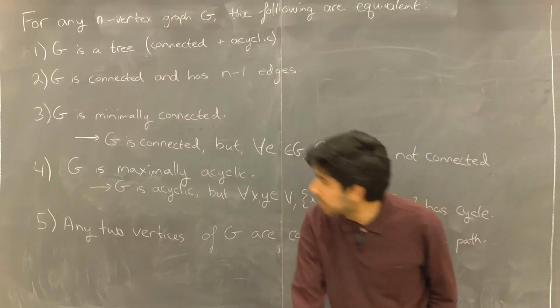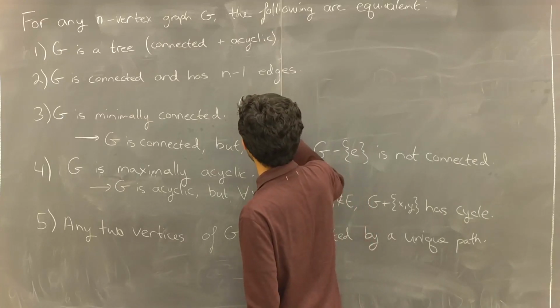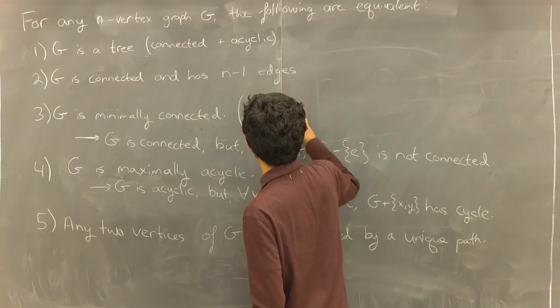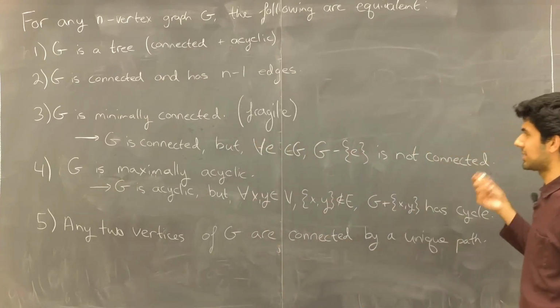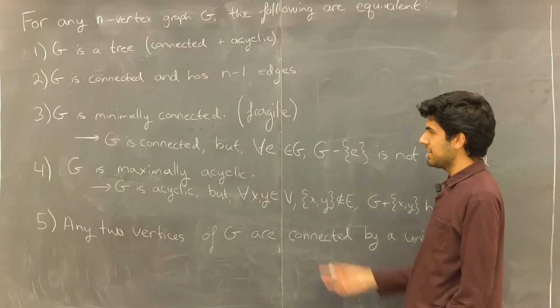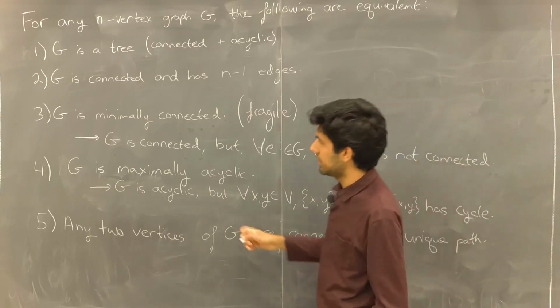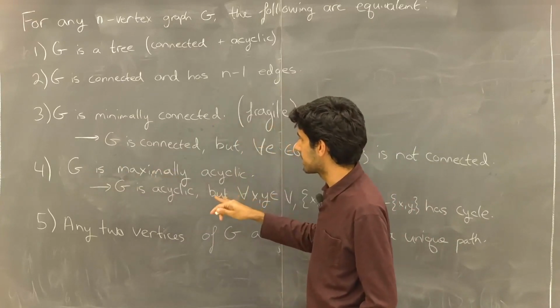I think one way of thinking about this is by saying that G is fragile. It is connected, but it's fragile. It will become disconnected very easily. Kind of opposite of that, but equivalent, is that G is maximally acyclic.